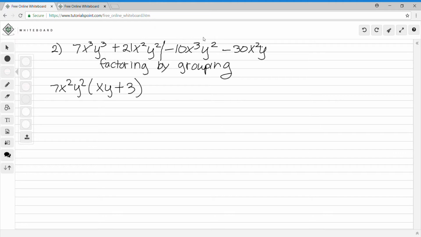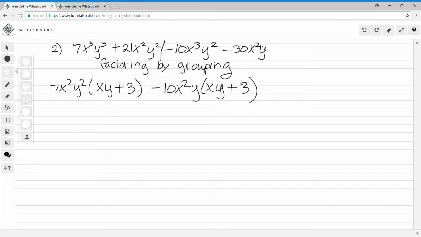Okay, so let's look at this part. These two terms: negative 10x cubed times y squared minus 30x squared times y. I could factor out a negative 10x squared and a y. When you do your multiplication, you get xy plus 3, because when you FOIL it, you should get this whole thing.